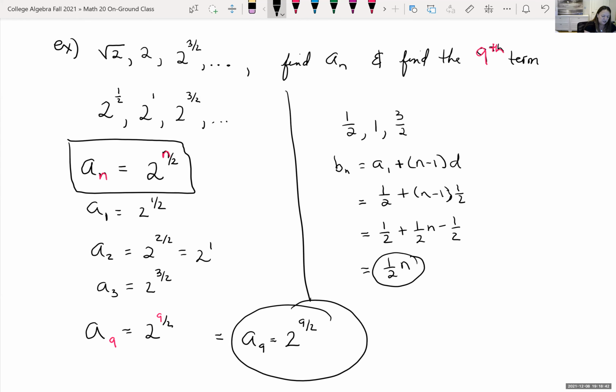This here was just checking to make sure that what we had determined to be the formula was correct. And then we figured out what a sub n was, which was 2 raised to the n divided by 2 power.